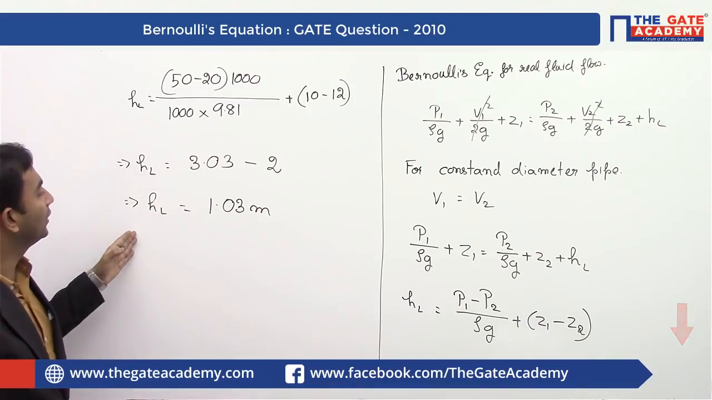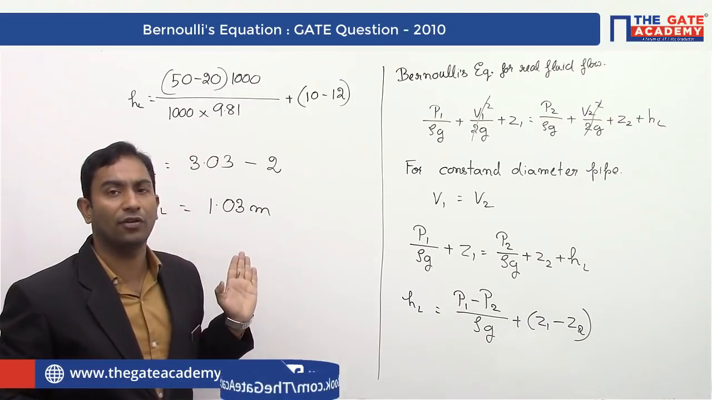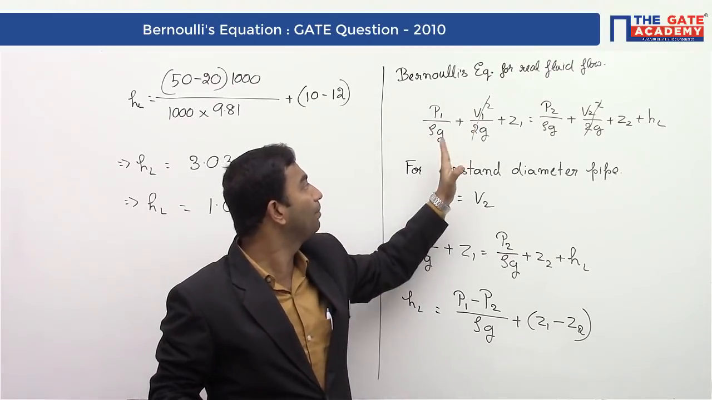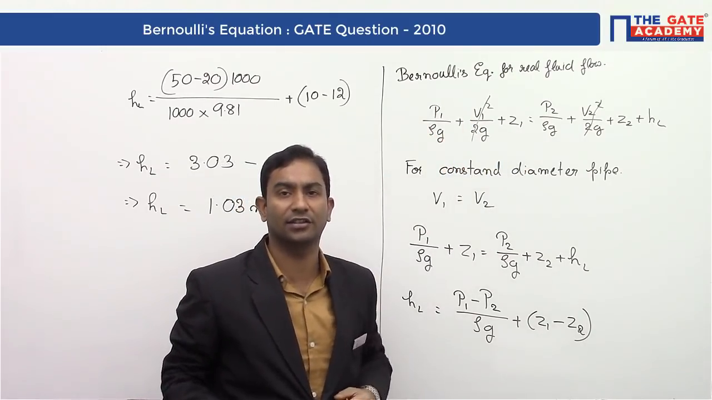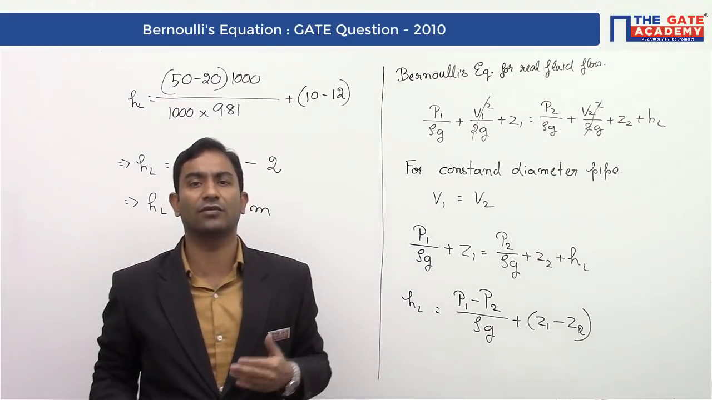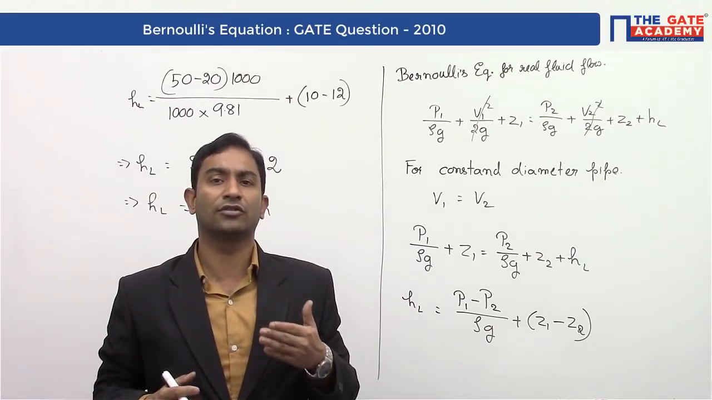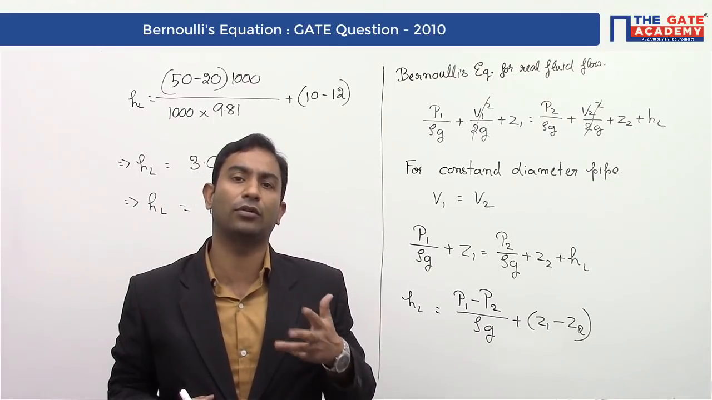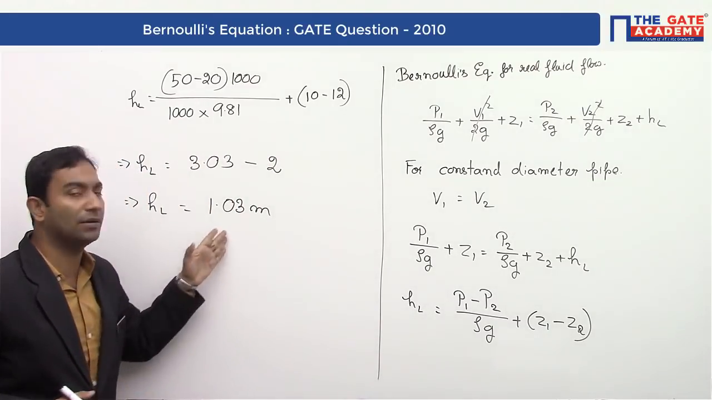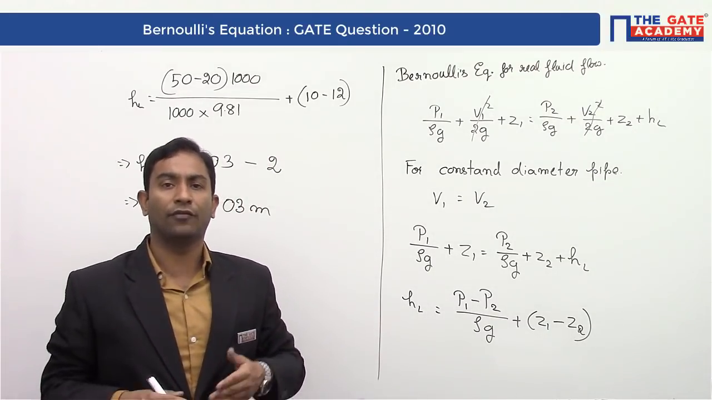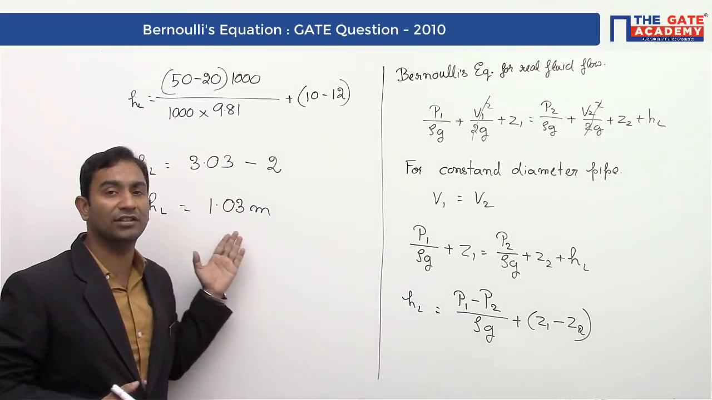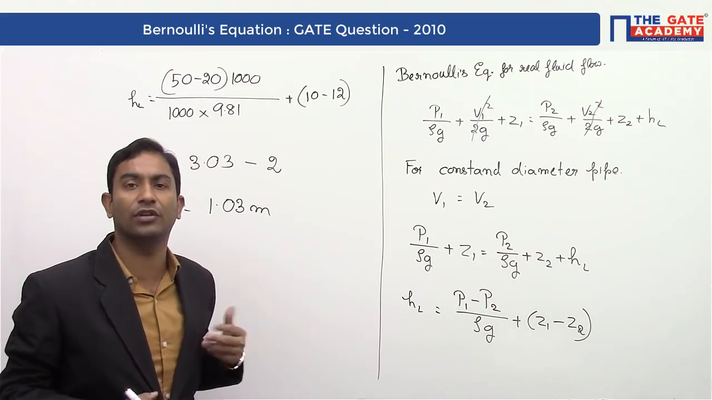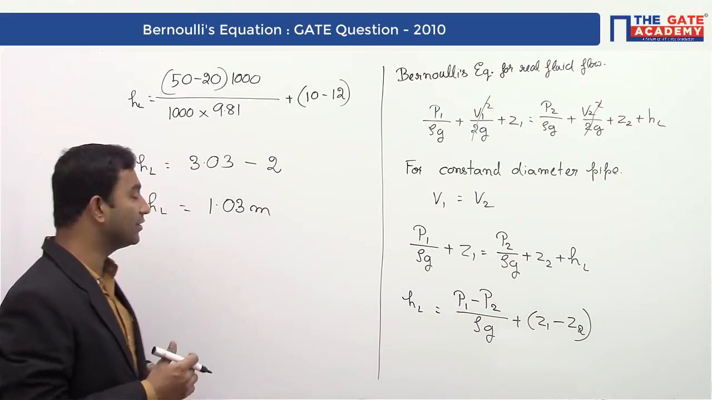Since HL is coming positive, therefore we can say that the head at section 1 is greater than the head at section 2. Since head at section 1 is greater than head at section 2, the flow will occur from S1 to S2 with a head loss of 1.03 meter. If we go through the options, we'll see that option C matches with the answer we have found. So the correct option is option C.